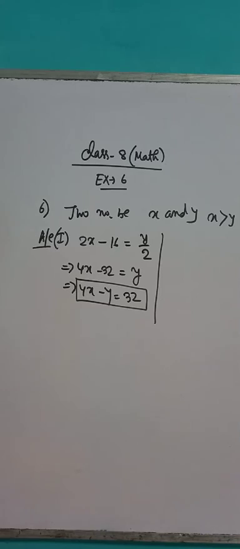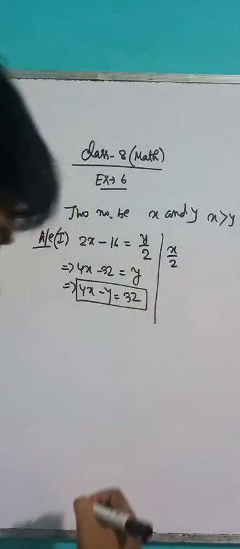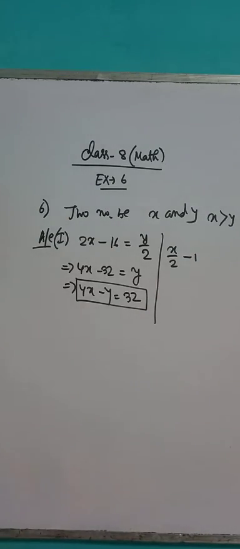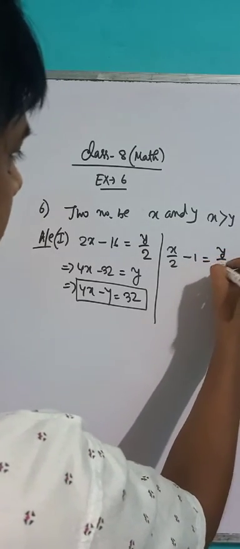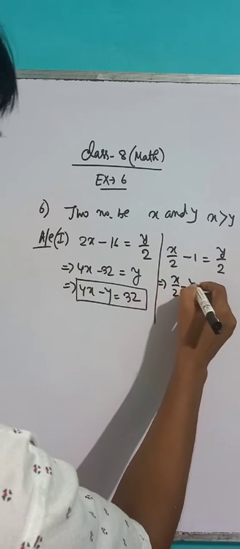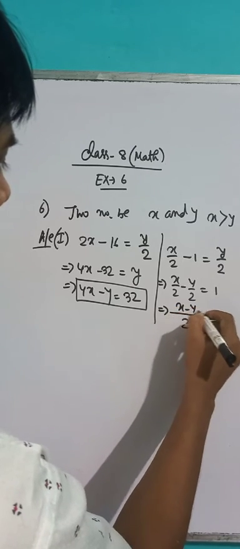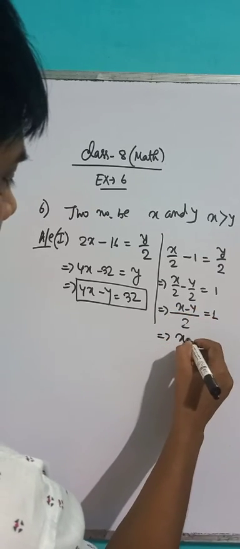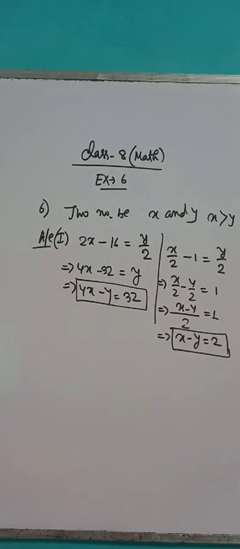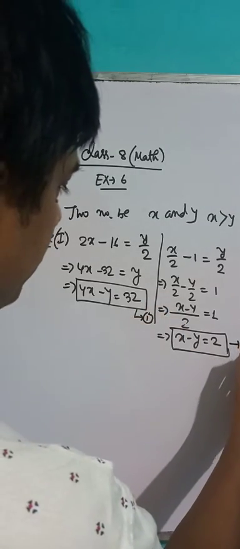If from half the greater number, 1 is subtracted, the result is still half the other number. So x by 2 minus y by 2 equals 1. The LCM will be 2. So x minus y is equal to 2. So you are getting these two equations. Now you can solve it.